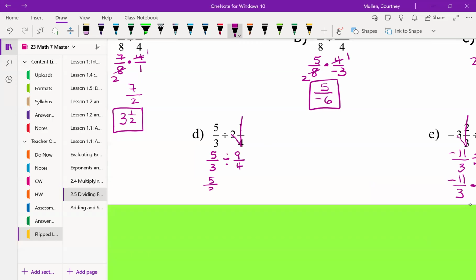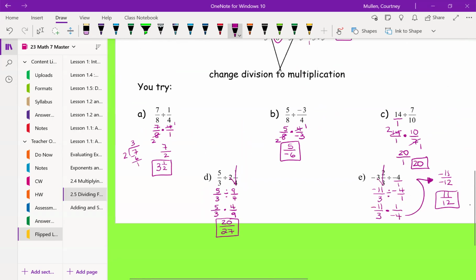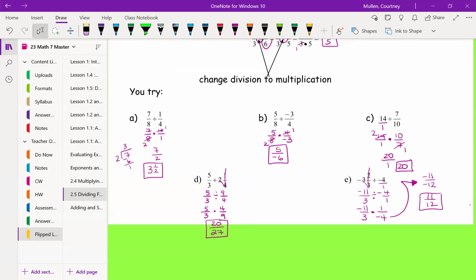So we have 5/3 times the reciprocal, 4/9. Can I simplify the 3 and the 9? I cannot. Those are both denominators now. Is there anything else to simplify? I don't see anything either. So let's multiply. 5 times 4 is 20. 3 times 9, 27. We have a proper fraction. Its value is less than 1. And so we're done. There you go. Good job.